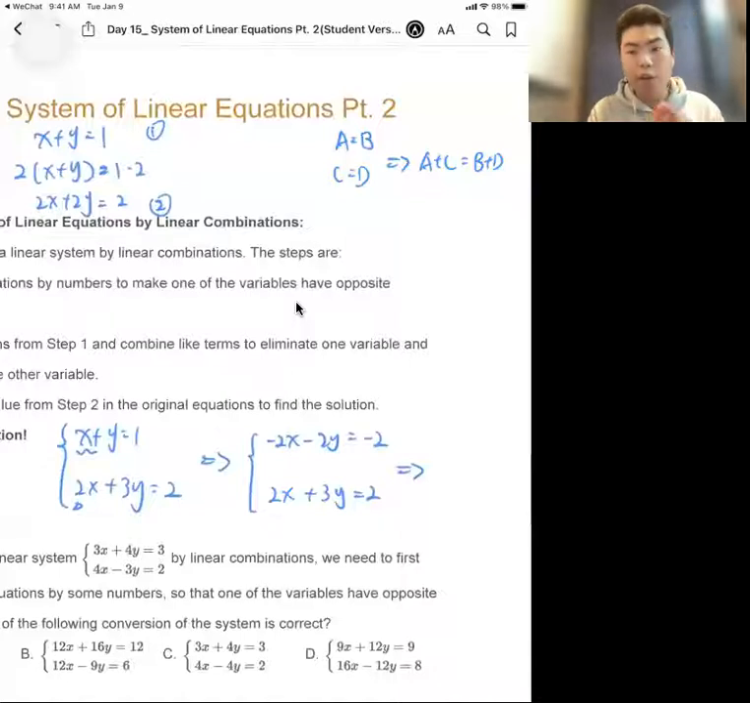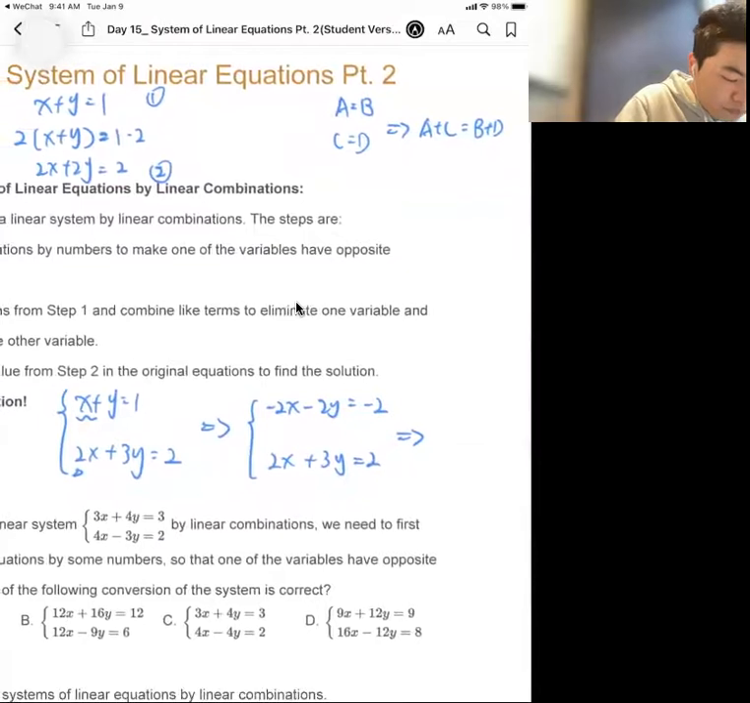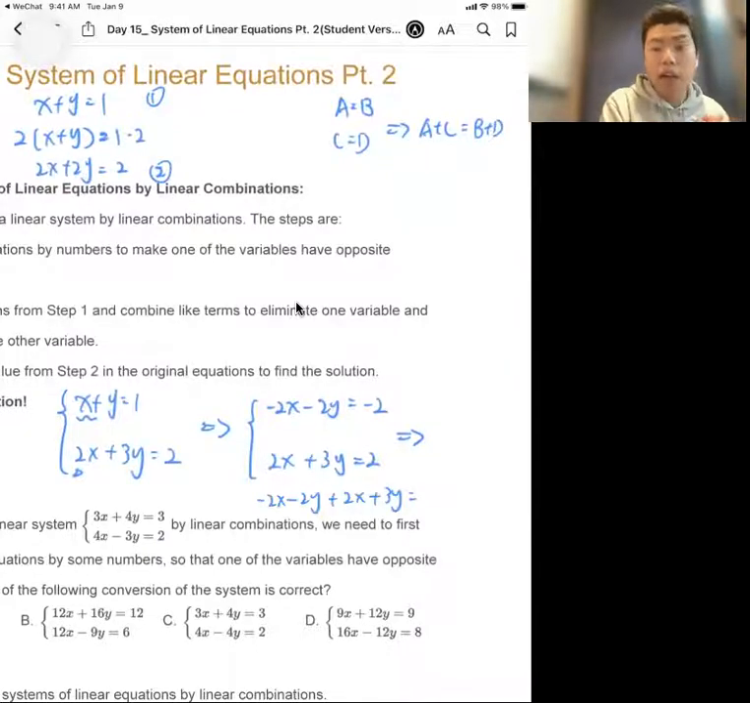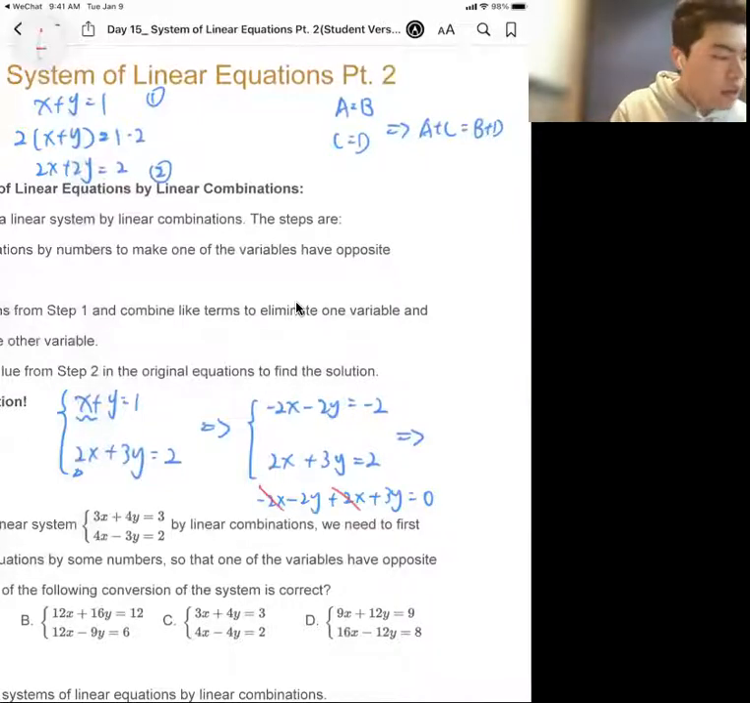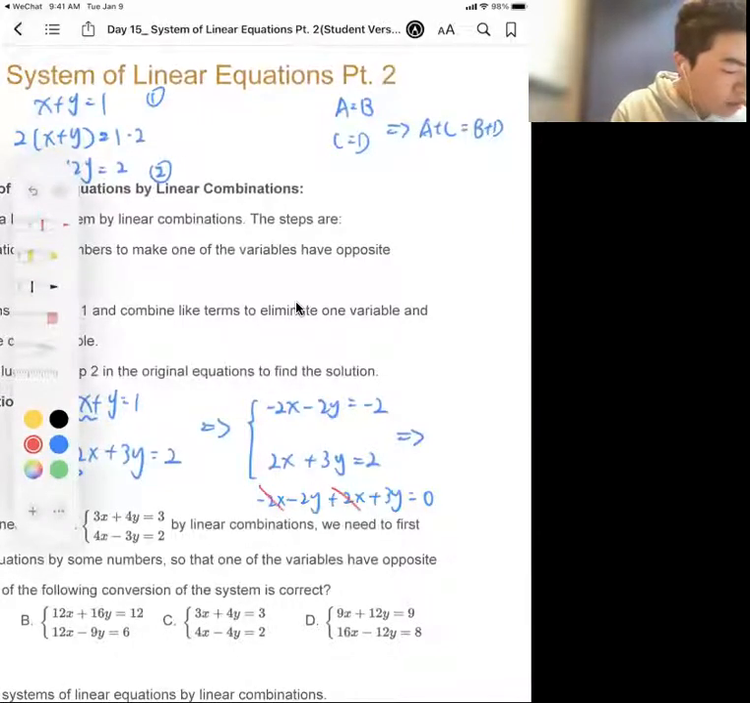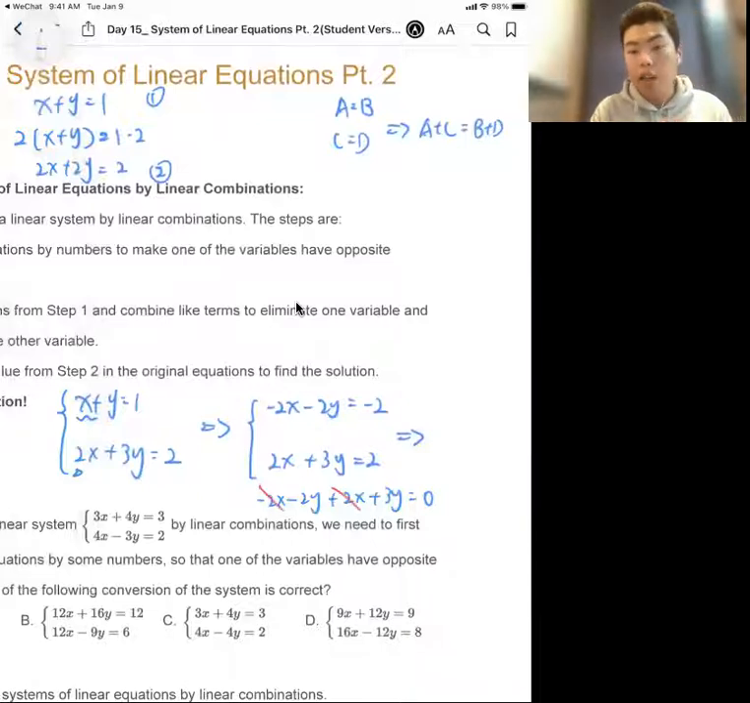Here we can add the left-hand sides together, and that will equal the sum of the right-hand sides. The left-hand side is negative 2x minus 2y, plus 2x plus 3y. For the right-hand side, we just have negative 2 and 2, so the sum equals 0. Then simplify the left-hand side. The negative 2x and 2x cancel out, and then we have 3y minus 2y, which equals just y. So for this equation, we can reduce the number of variables using a linear combination. Solving that, we have y equals 0.